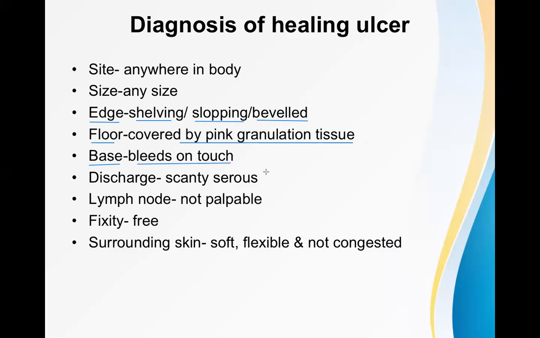Now, why does it bleed on touch? Because there are good blood vessels present there. There is a good proliferation of capillaries. They are healthy blood vessels. Regarding the discharge, it may be a scanty serous discharge. This is a sign of a healing ulcer. Lymph nodes are not palpable anymore. The ulcer is not fixed. It is free. If the ulcer is fixed, we probably think of a malignant ulcer. And if we examine the surrounding skin, it should be soft, flexible, and not congested. So everything points towards a healing ulcer, which means the prognosis is quite good. The patient will get better very soon.